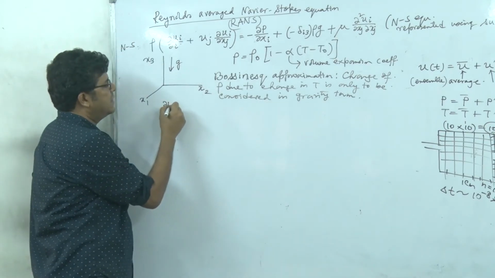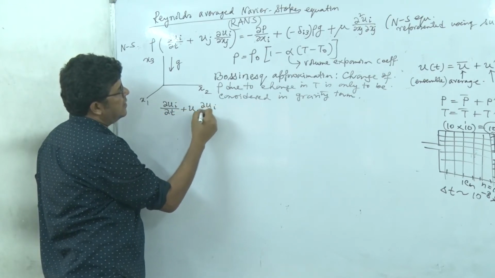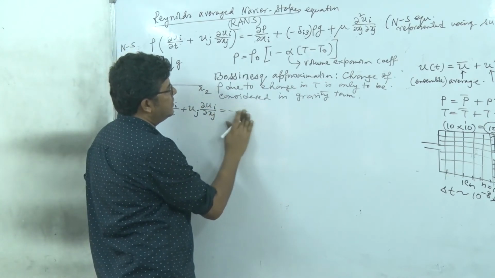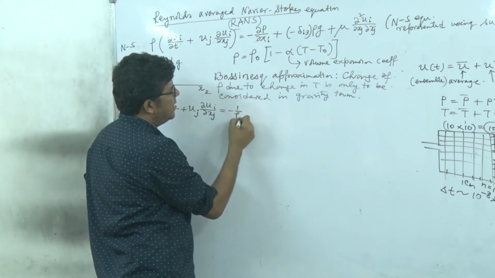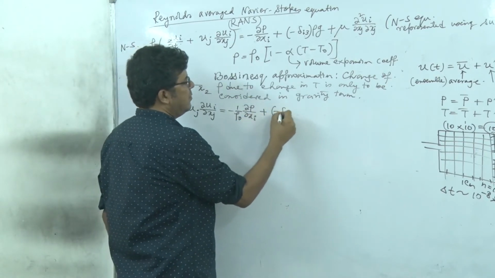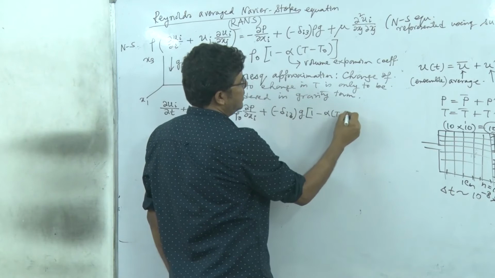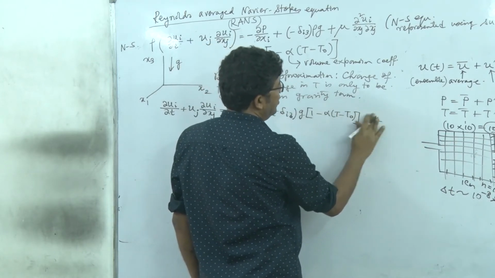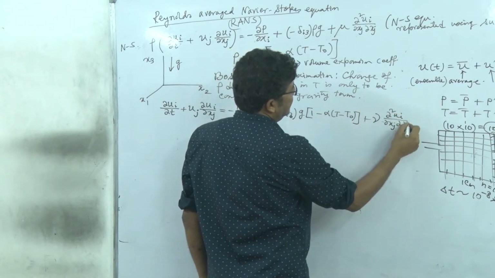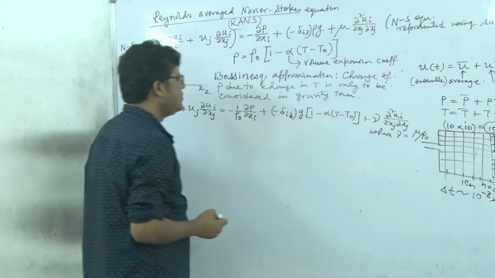So we can further write it as del ui del t plus uj del ui del xj is equal to minus 1 by rho naught del p del xi, and here minus delta i3 into g, rho by rho naught, where rho by rho naught is 1 minus alpha (T minus T naught), plus nu del square ui del xj del xj, where nu is equal to mu by rho naught.